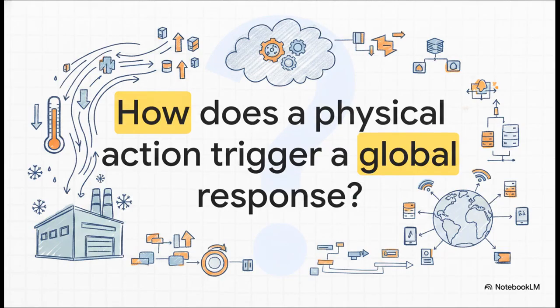To set the stage, here's the central question we really want to explore today. Picture this. How does a single physical action, say a sudden temperature drop in some remote industrial warehouse, how does that trigger a highly complex global network response? Honestly, it's pretty incredible to think about how our physical reality gets seamlessly translated into digital data up in the cloud. And to truly understand that process, we need to build the network piece by piece.